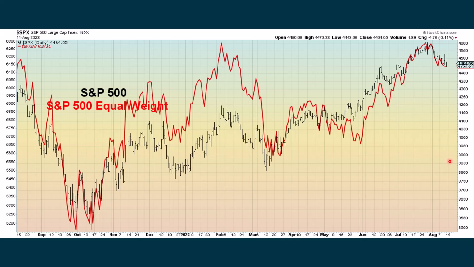Some different index ratios. First, we look at the S&P 500, which is a weighted index, meaning that the big companies account for more movement in the index itself. And then we have an equal weight index where all the companies in the S&P are all treated the same. They're performing about the same right now. We've been seeing some weakness as of late.